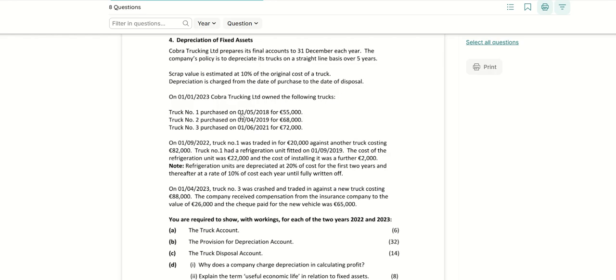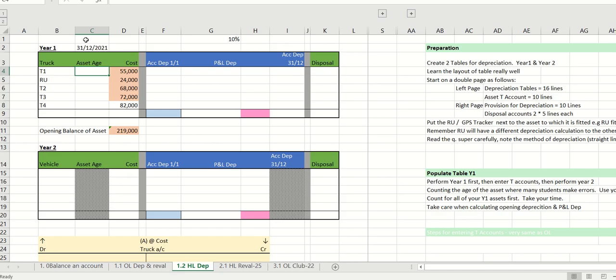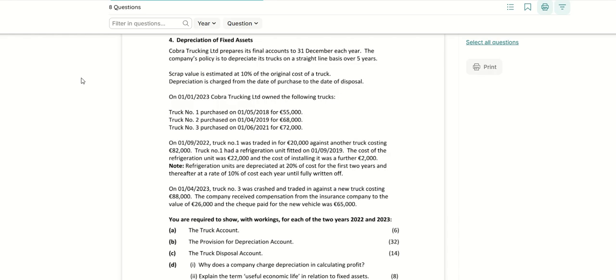Okay, truck 1, bought on the 1st of the 5th, 2018. So in 2018, we had it for 5, 6, 7, 8, 9, 10, 11, 12. We had it for 8 months in 2018. And then we had it for 2019, 2020, and 2021. So we had it for 3 years and 8 months. Use your fingers to do the counting here, guys. It's too important to get it wrong. Okay, take your time, do it well.